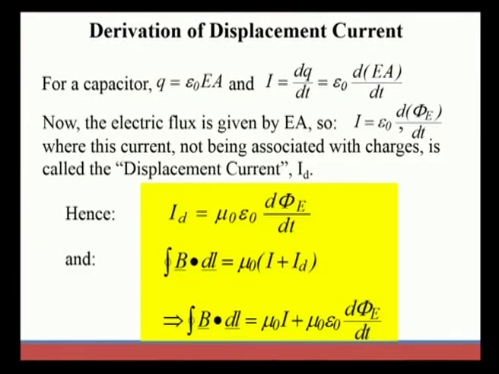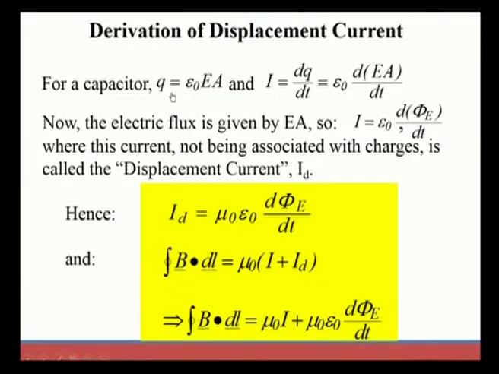So, next we move on to the important derivation, that is displacement current. It is very simple. We are considering some of the things for deriving the displacement current. For a capacitor, that is two parallel plates or two conductors placed very near, it is considered as a capacitor. So, here we consider a capacitor where Q is equal to epsilon naught E A.